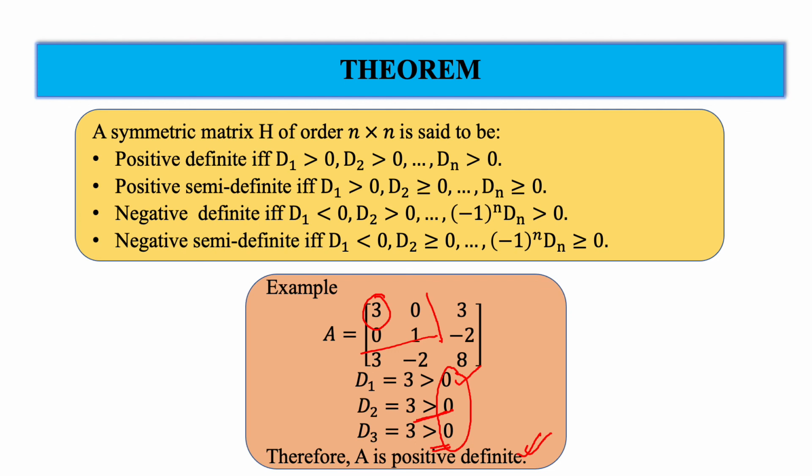So a matrix is positive definite if and only if all the leading principal minors are greater than 0. In a similar way you can find out whether it is negative definite or negative semi-definite by finding the determinant of negative of A, which we discussed in the last slide also.